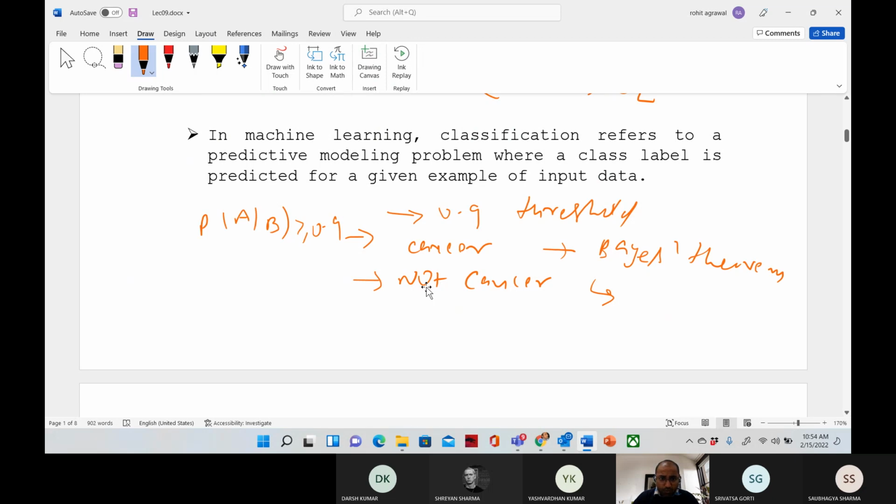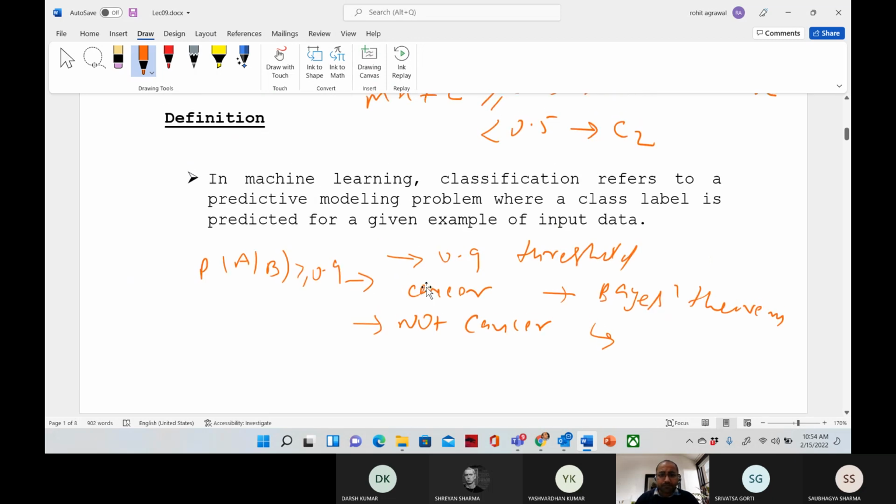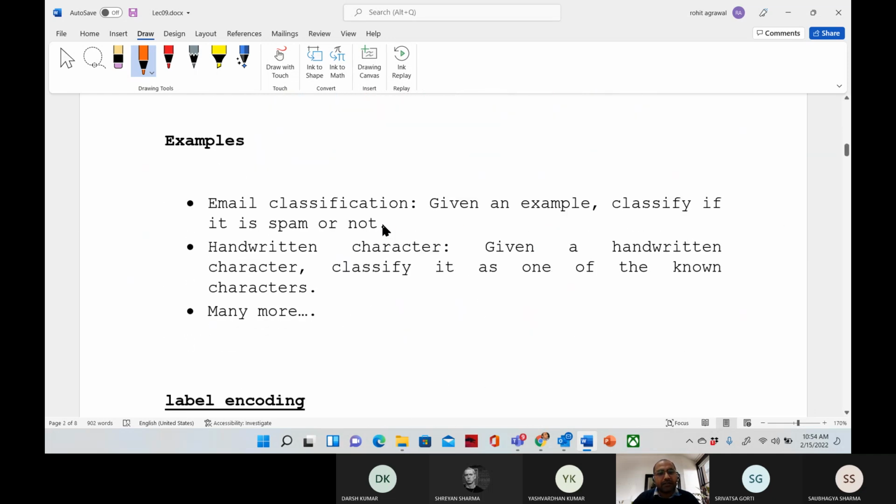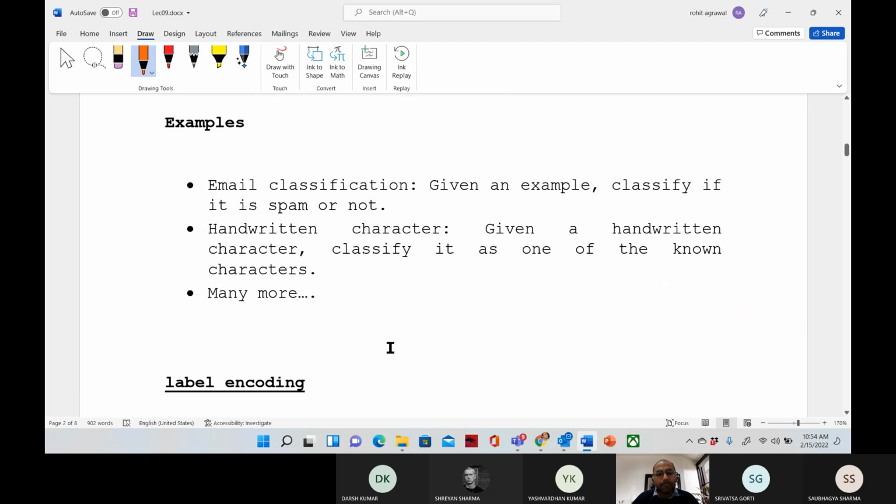So in machine learning, classification refers to the predictive modeling problem where a class label is to be predicted. So if someone asks you what is the difference between regression and classification, what will be the answer? What is the difference between regression and classification?